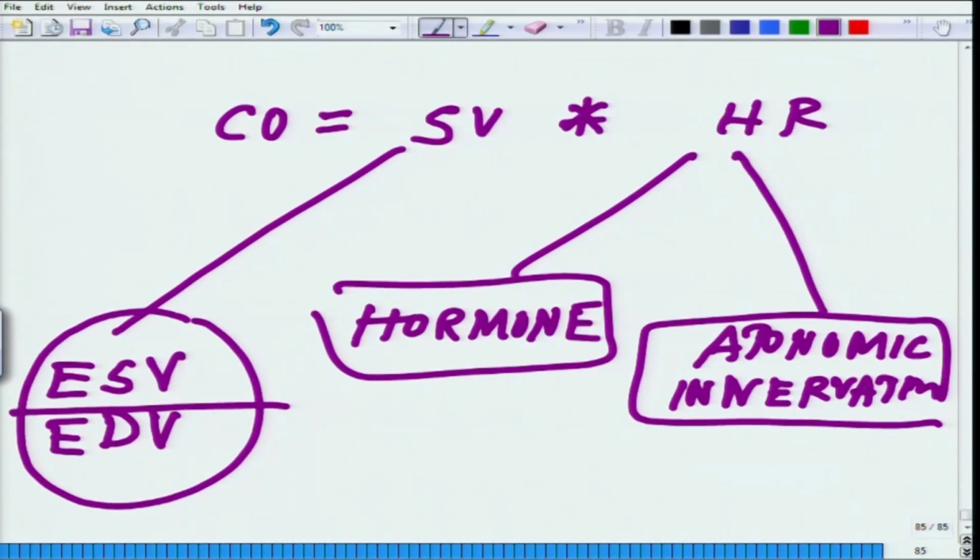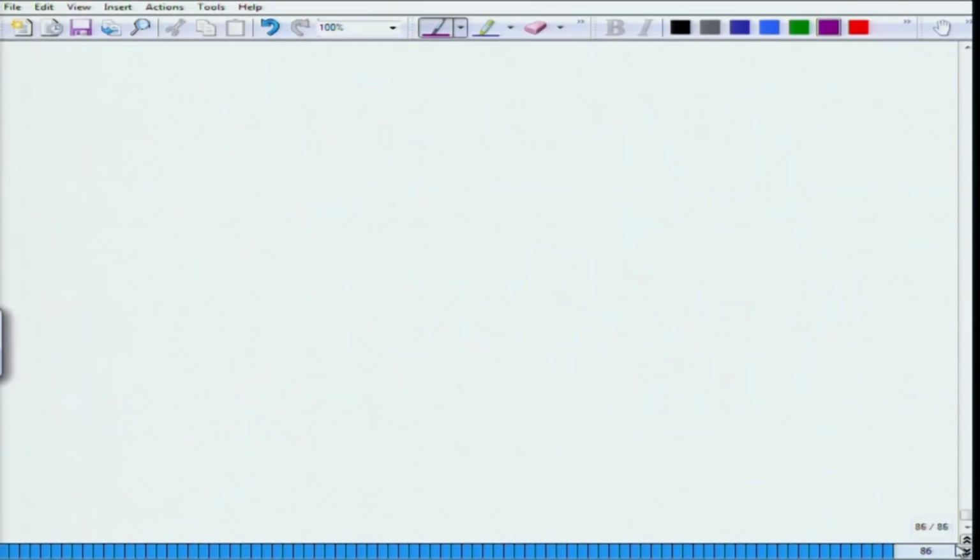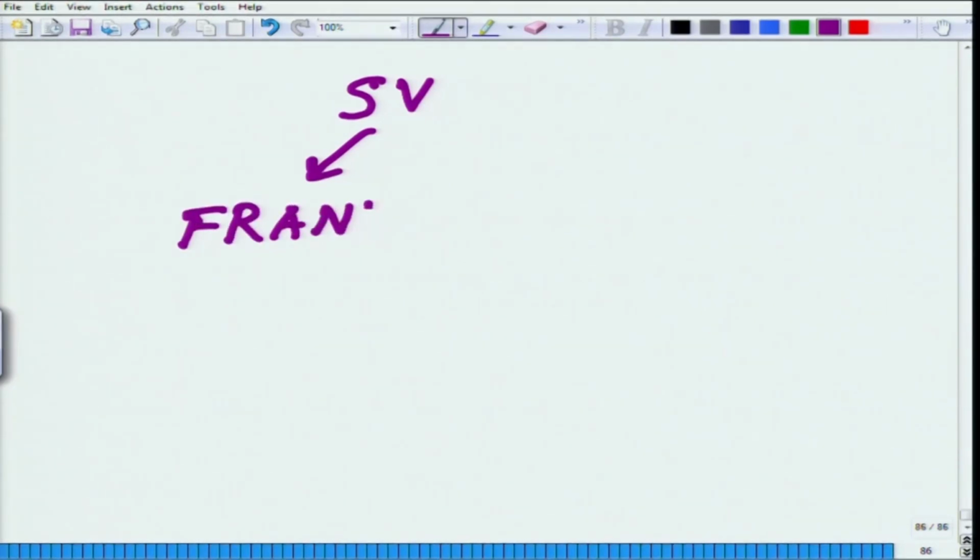These two are the factors which govern the stroke volume. Okay. And there is another factor which decides what will be the stroke volume, and that falls under something called the Frank-Starling law. This is very interesting, and it is worth discussing here.